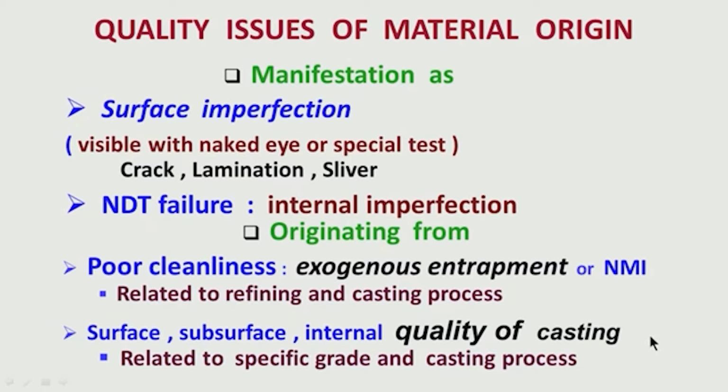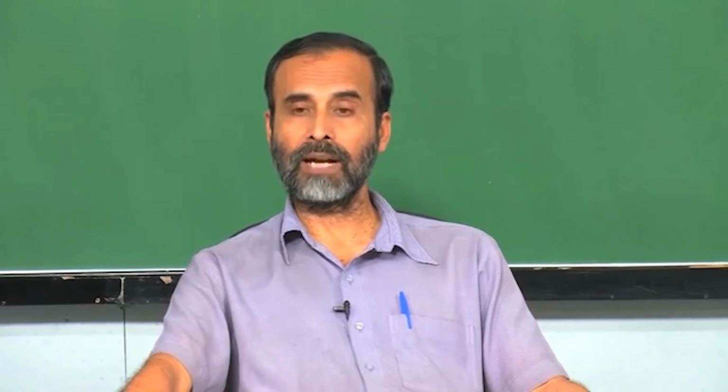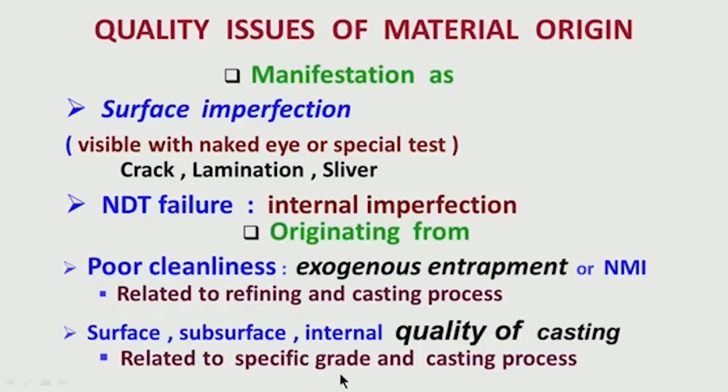So, basically there are two broad origins from which these issues are coming. One is poor cleanliness, which is related to or originating from the steel making, refining or casting stage itself. And the second one, which is equally important, is the presence of certain surface, subsurface or internal cracks or surface undulations, surface defects, which are related to the quality of the casting. That means it is related to the specific grade of the casting or the casting process.